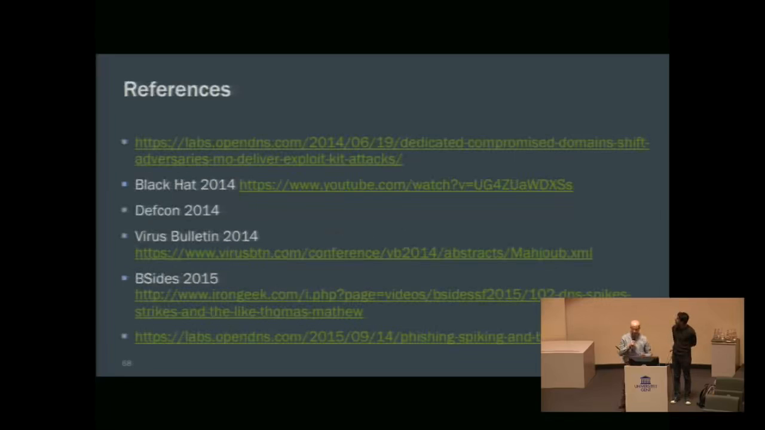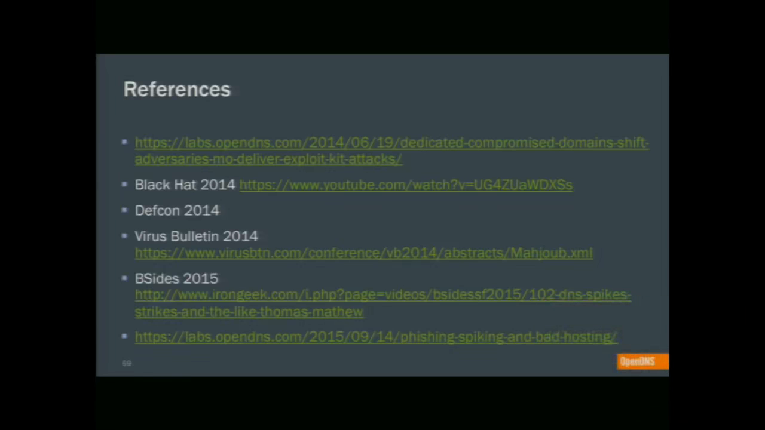You can go and check some of our other references. We had a blog about the IP infrastructure and domain shadowing. We had a couple of talks at Black Hat, DEF CON and Virus Bulletin, and the spike model was discussed at BSides this year. And we had a blog discussing the combination of different models.